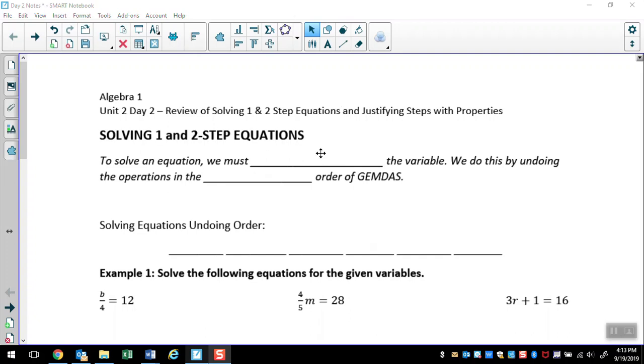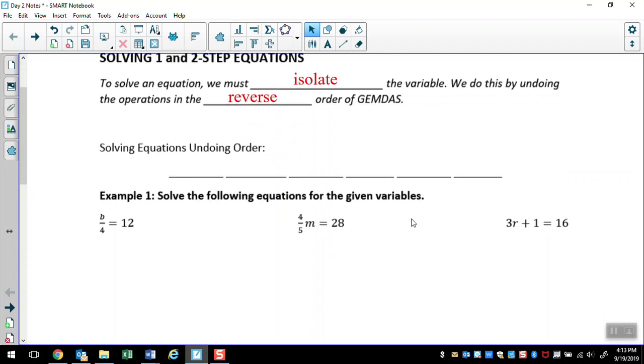To solve an equation, we must isolate the variable. Isolate means get it by itself. We do this by undoing the operations in the reverse order of GEMDAS. And we call that undoing the inverse. So think about those inverse properties that we learned about last time.